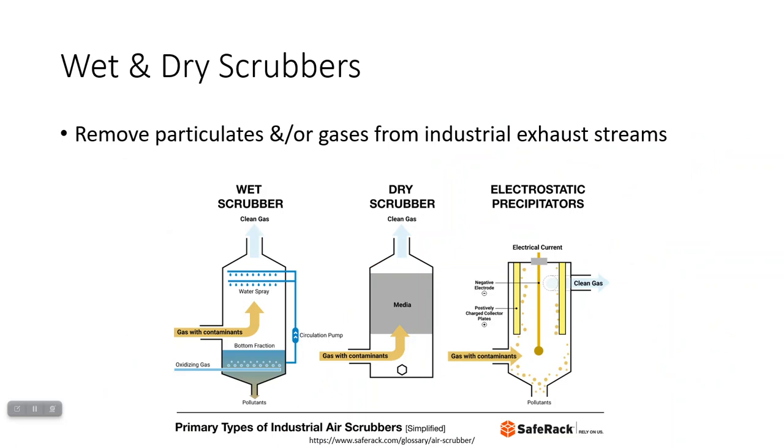Then there are scrubbers, wet and dry scrubbers, that can be used in factories or other buildings that are producing some sort of exhaust. So I have found a cool diagram that shows you the difference between wet scrubbers and dry scrubbers, as well as electrostatic precipitators, which we talked about with coal-fired power plants, so that you can see kind of how they work.